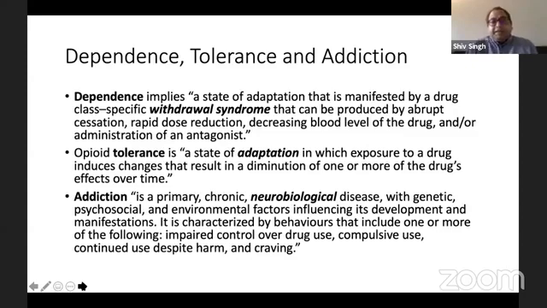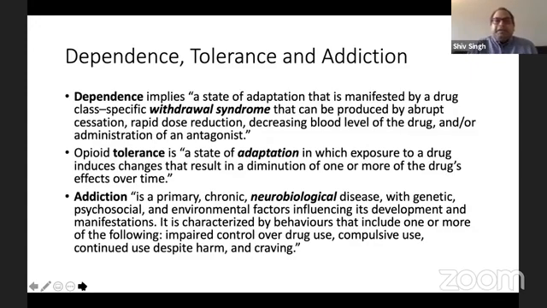Tolerance is a state of adaptation that induces changes that result in diminution of the effects of the drug over time. So for the same effect, you would need larger and larger doses. That's tolerance to the drug. They may not get pain relief from the same amount of, say, opioid as you would give for that particular surgery in another patient. They would require a lot more than that. Whereas addiction is more of a neurobiological disease, associated with genetic, psychosocial, and environmental factors that influence its development and manifestations.